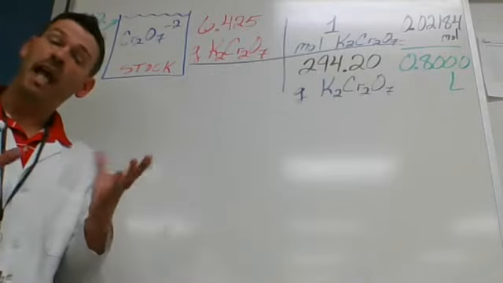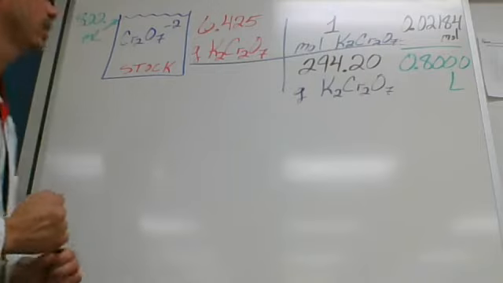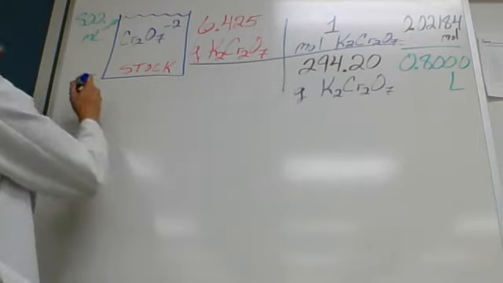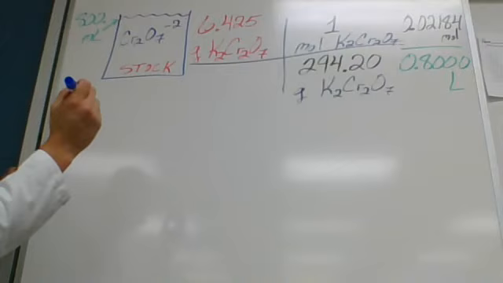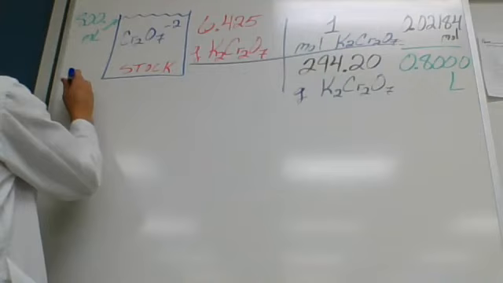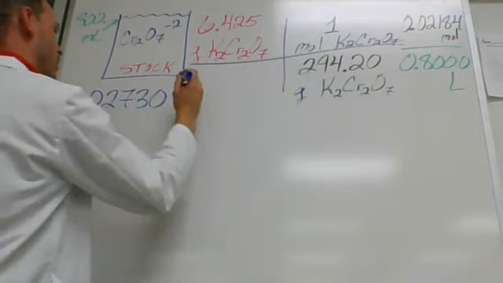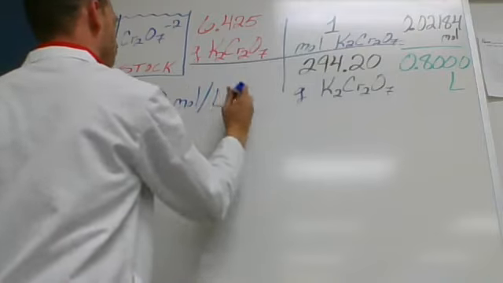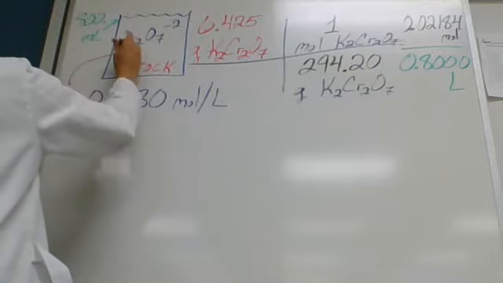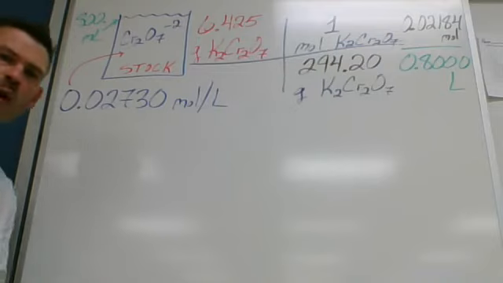And now, not only have I created a stock solution, but I know its strength. And I get 0.02730. Any questions so far?